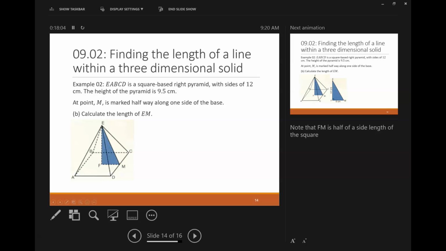So we know EF, that was given to us, right? That's just the height of the pyramid. We're looking for EM, but we don't know what FM is. But we can find that, and we don't even need a calculation triangle to do it.